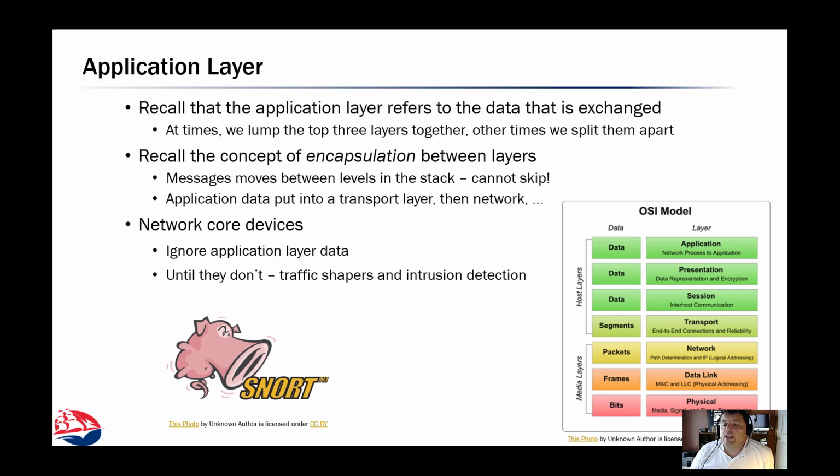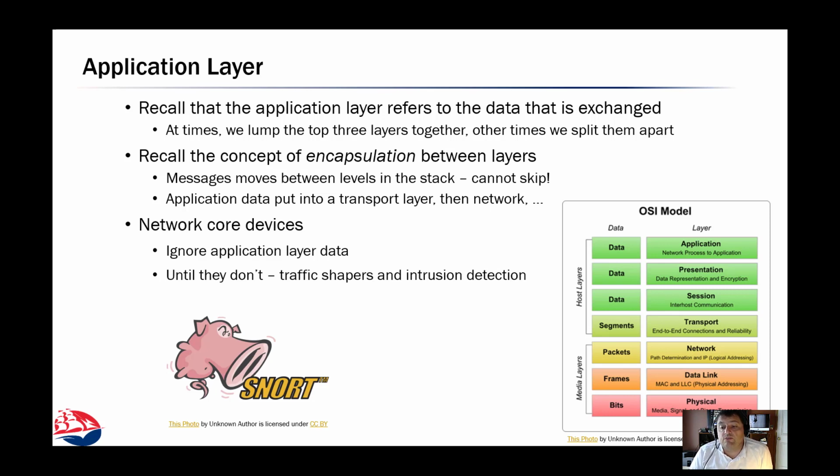Finally, because the application layer is typically opaque to the transport layer and lower, network core devices typically ignore the application data. So typically routers and switches don't give different priority to web traffic versus email messages versus that Netflix stream. They both get routed equally.